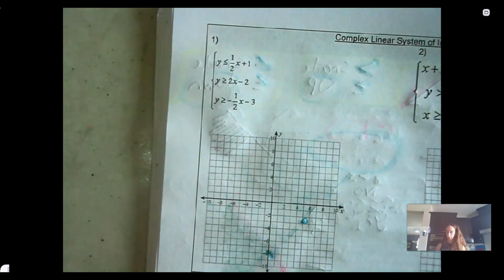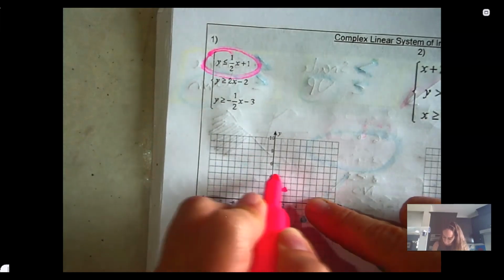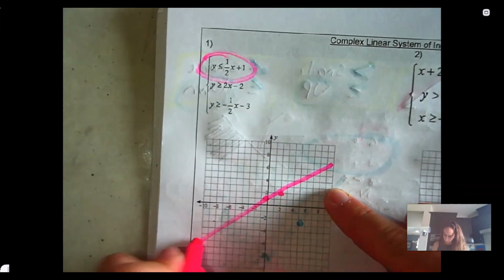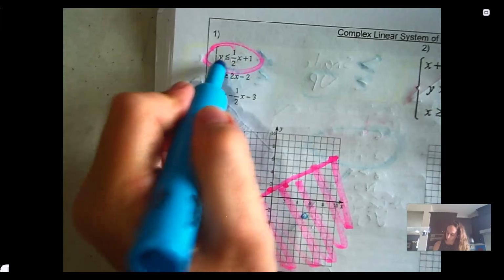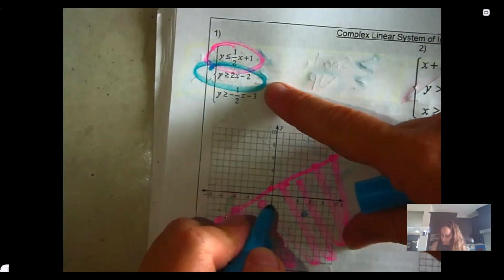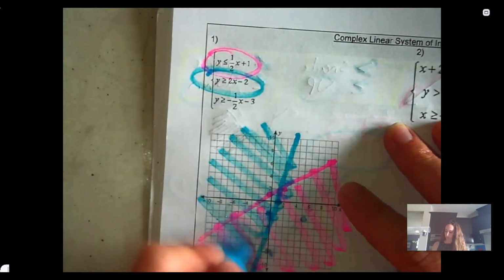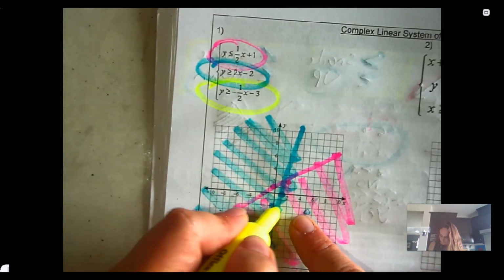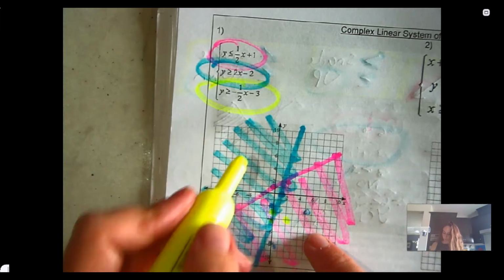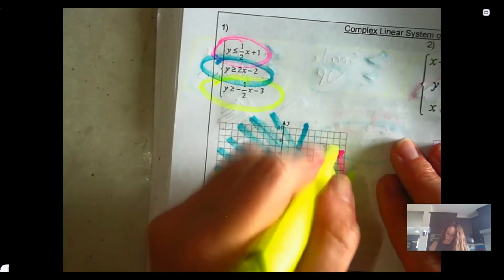Okay. Now, this time, not only do we have 2, but we have 3. So we got a pink one, up 1, right 2, solid, down. We got a blue. Down 2, up 2, right 1. And we got a yellow. Good thing I have enough highlighters. Down 3, down 1, over 2. And I'm not wearing my glasses, so I might be off a little bit, okay? And then it's solid, and I'm shading up.